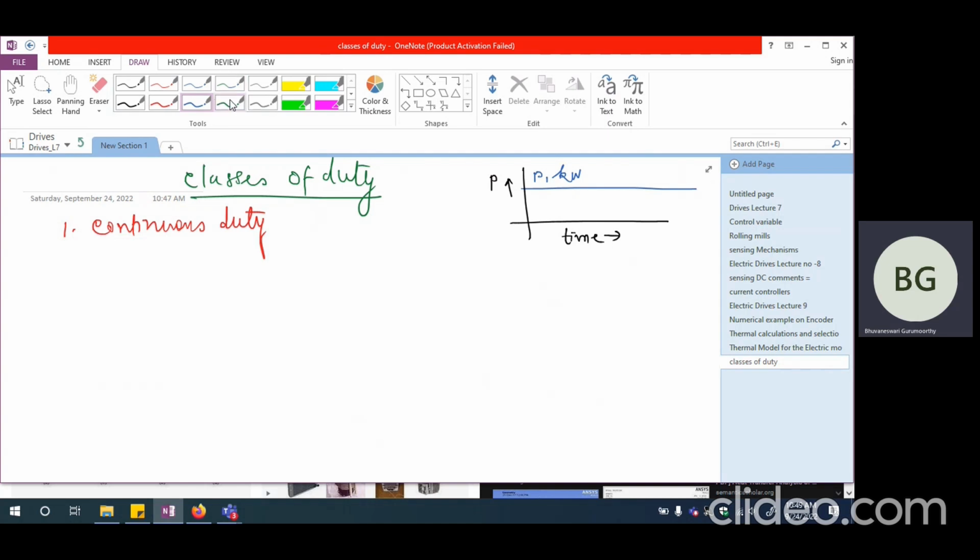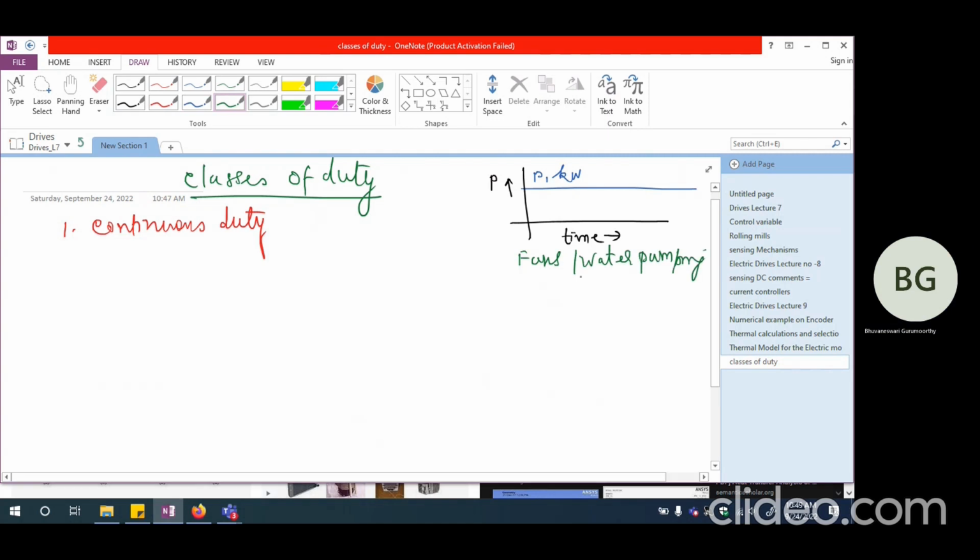Typical examples are fans or water pumping that is being done in a thermal power station. For example, for a boiler, the boiler feeder pump always will be on. It will be always pumping almost the same amount of water. So you would be always selecting a particular rating for the motor. So this is going to be the continuous duty.